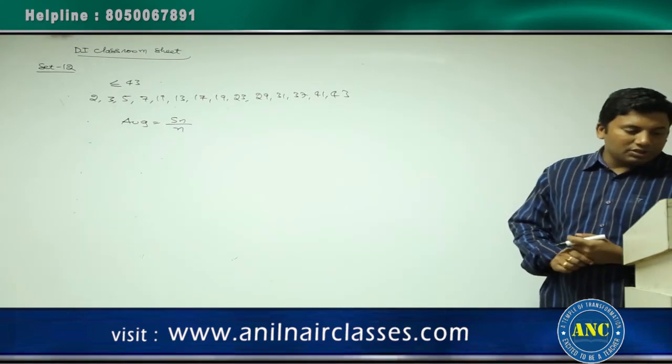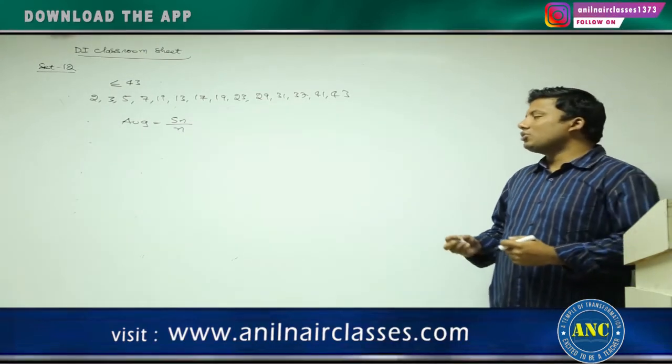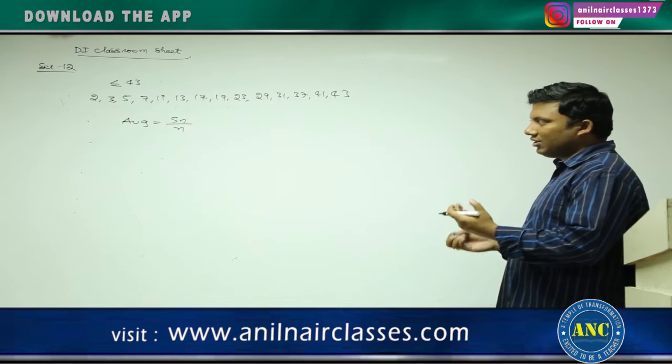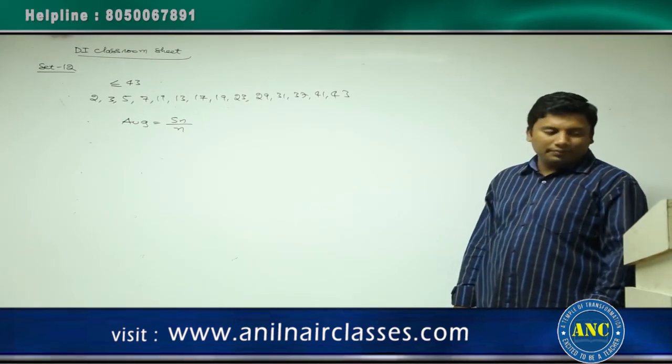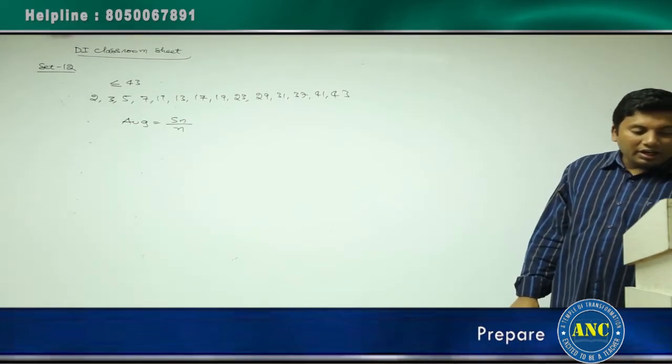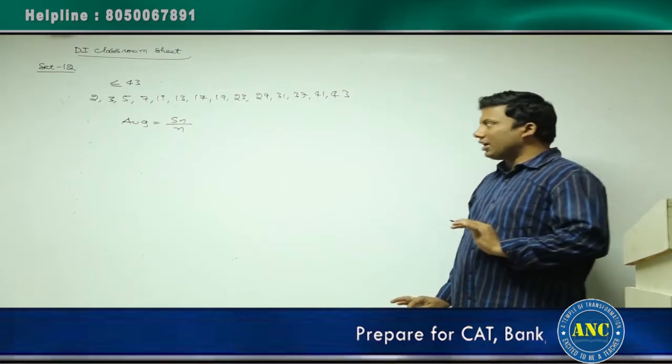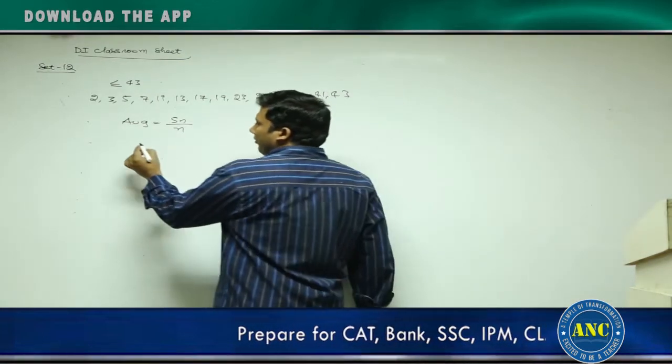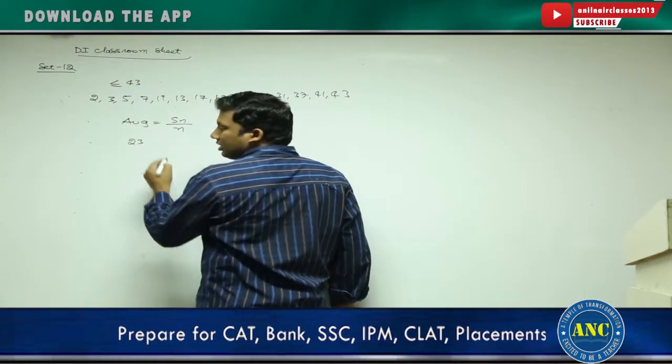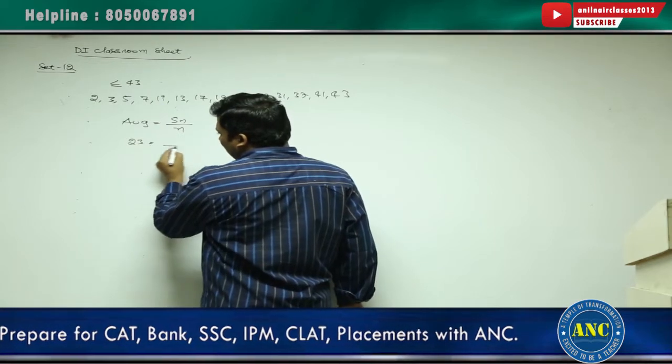What is the first option? 27. Average should be a prime number, but 27 is not a prime number. Eliminate it. Next one, second option 23. I will go with the second option. If I assume that the answer is 23, there are a total of 11 players.